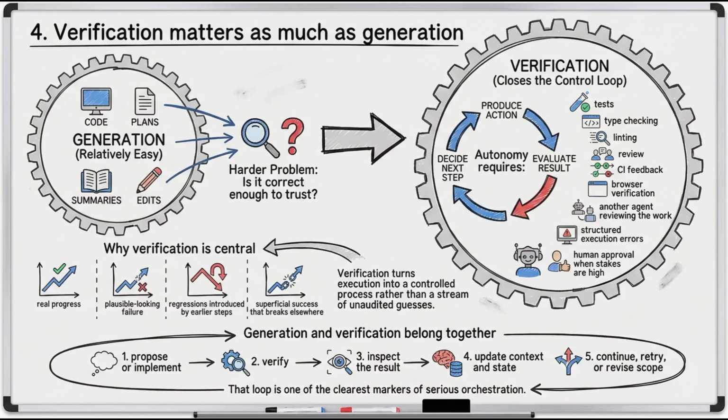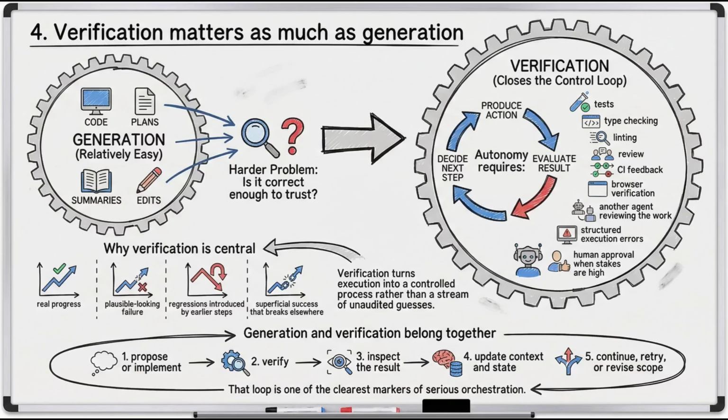True autonomy requires much more than just producing an action. An autonomous system must be able to evaluate the result of its action and use that information to decide what to do next. Because of this, orchestration systems rely heavily on various forms of verification. Depending on the task, this might involve running automated tests, type checking, or linting. It might mean relying on continuous integration feedback, browser verification, or even having a separate AI agent review the work. It also includes handling structured execution errors, or, when the stakes are high, pausing the system to get human approval.